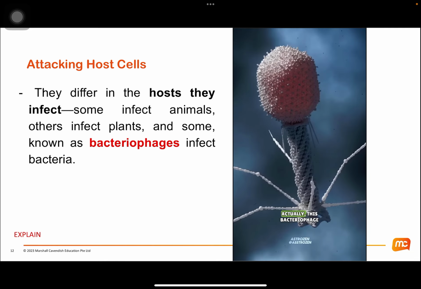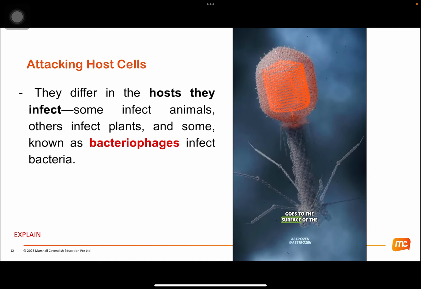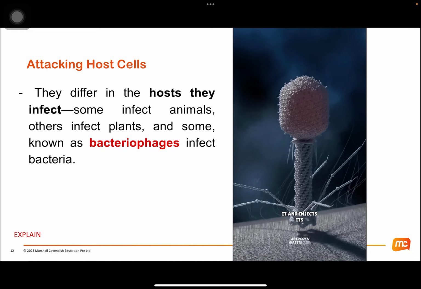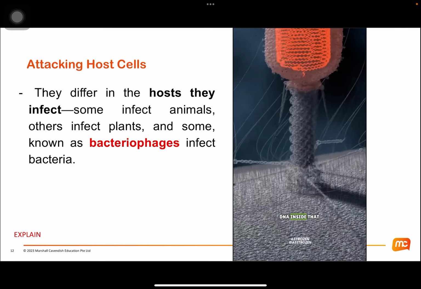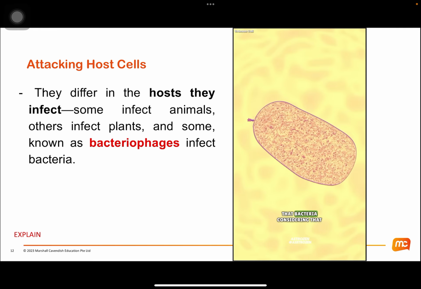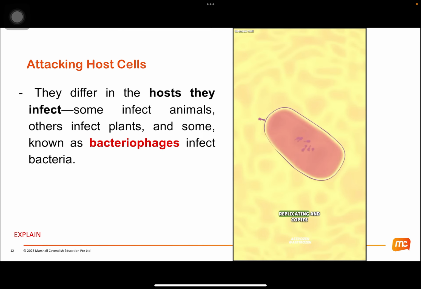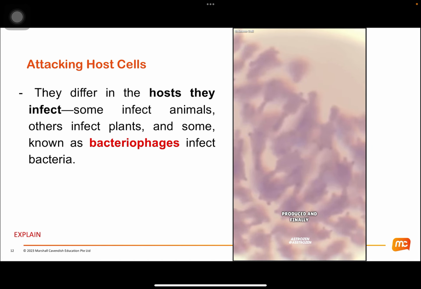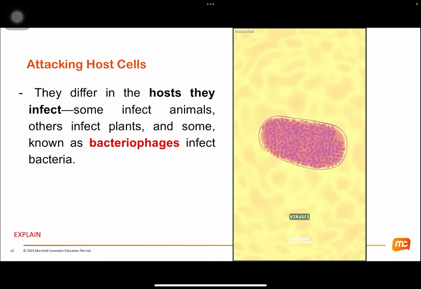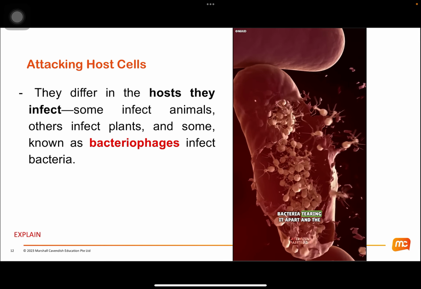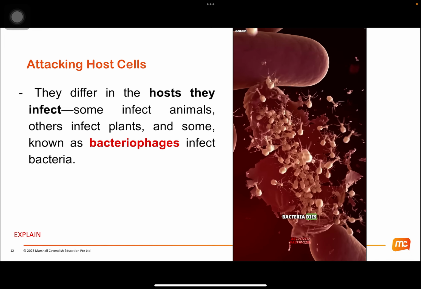Actually, this bacteriophage goes to the surface of the bacteria and sticks to it, and injects its DNA inside that bacteria. That bacteria, considering that DNA as its own DNA, starts replicating, and copies of the bacteriophage start getting produced. And finally, all these baby viruses burst out of the bacteria, tearing it apart, and the bacteria dies.